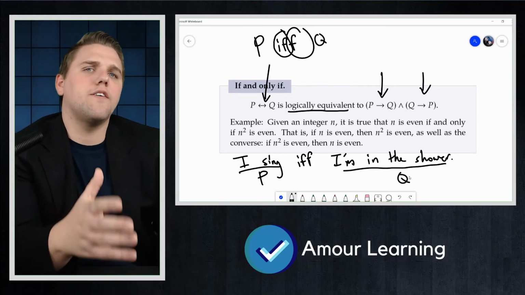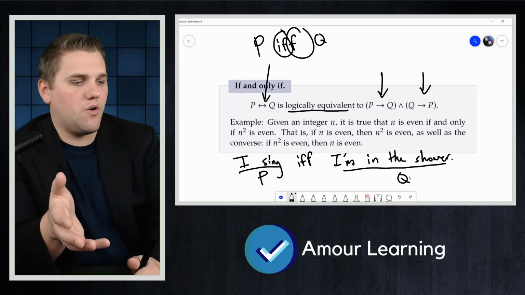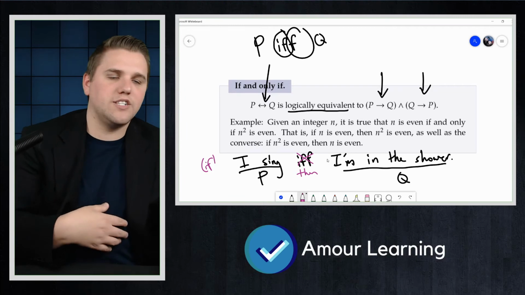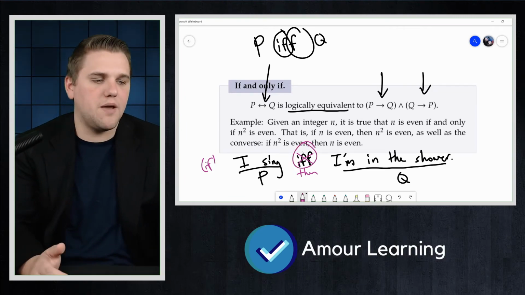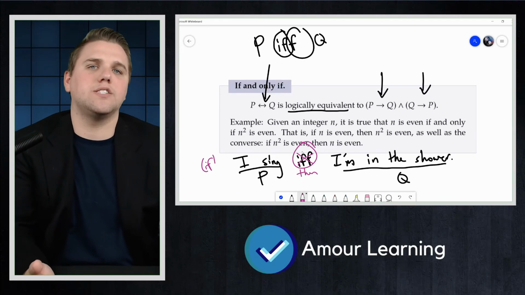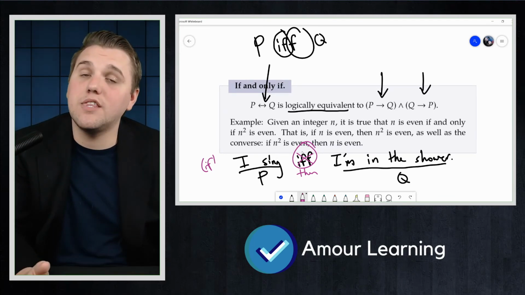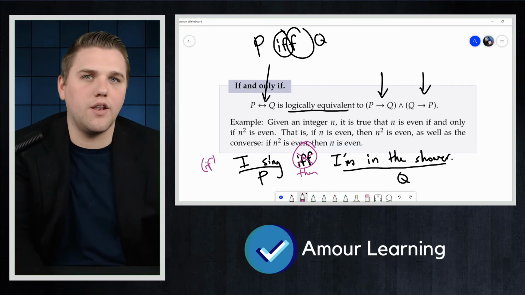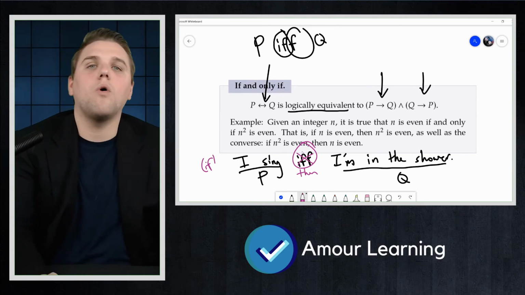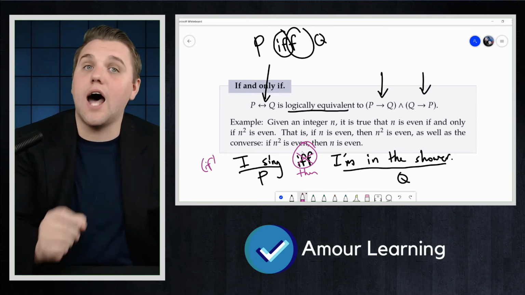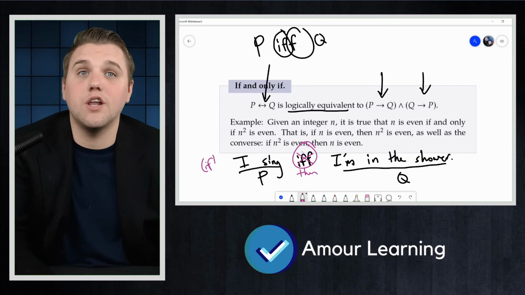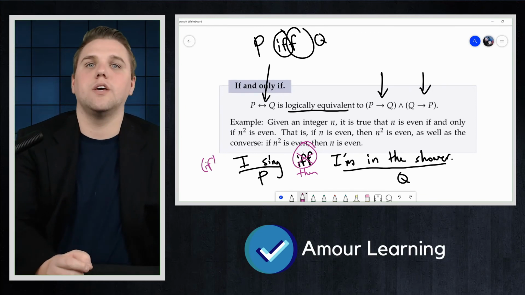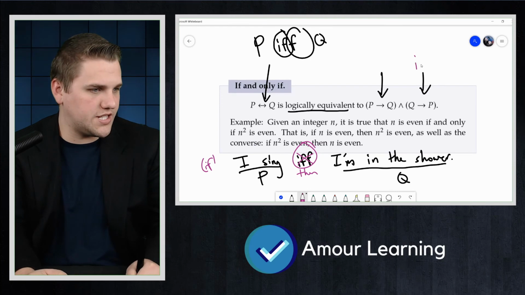Which part of the if and only if statement is this though? So right now we're looking at if I sing, then I'm in the shower. Is that the if part or the only if part of this biconditional? What we're really asking for is the meaning of I sing if I'm in the shower and I sing only if I'm in the shower. When is the first one, the if part, false? Well, when I am in the shower but not singing. That is the same condition of being false as the statement if I'm in the shower, then I sing. So the if part is Q implies P. So this is the if part.